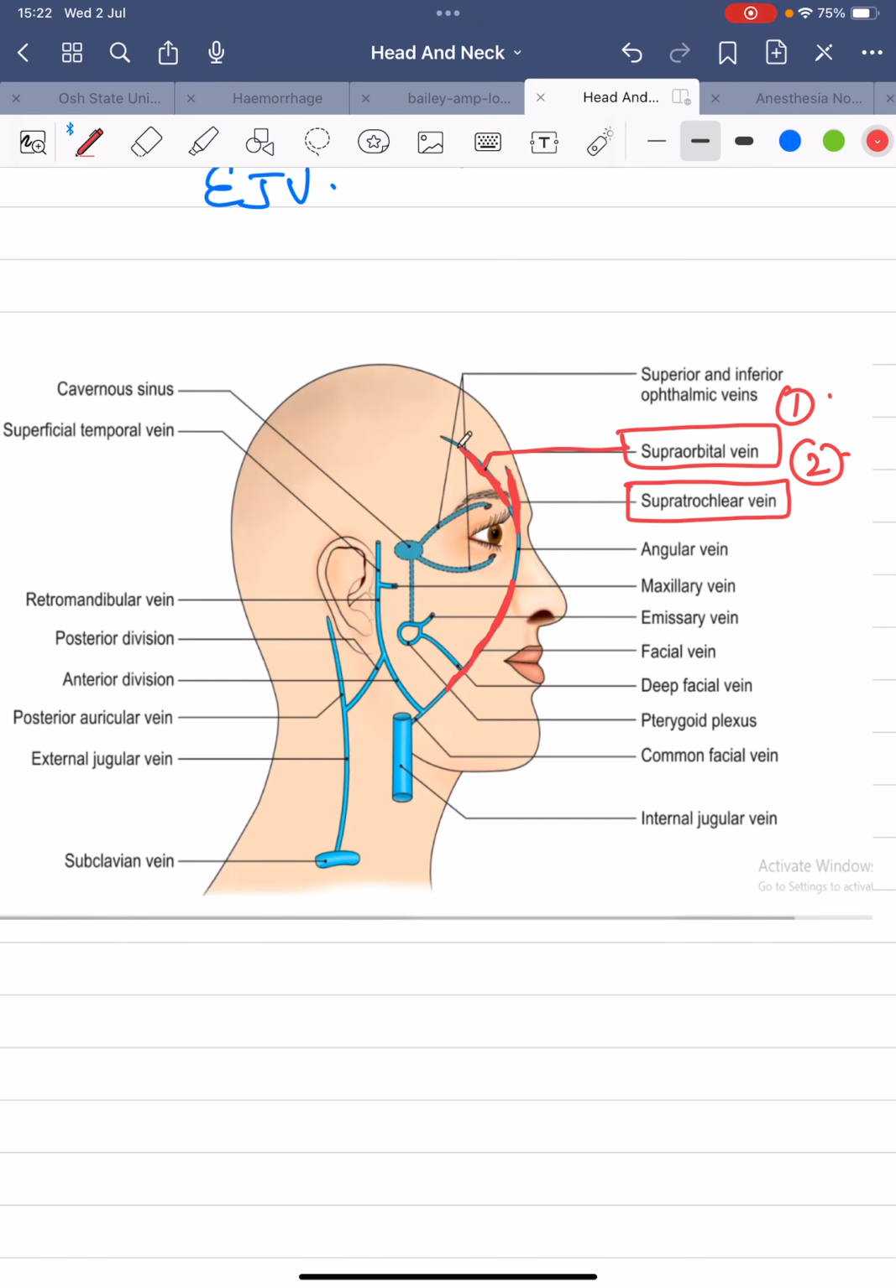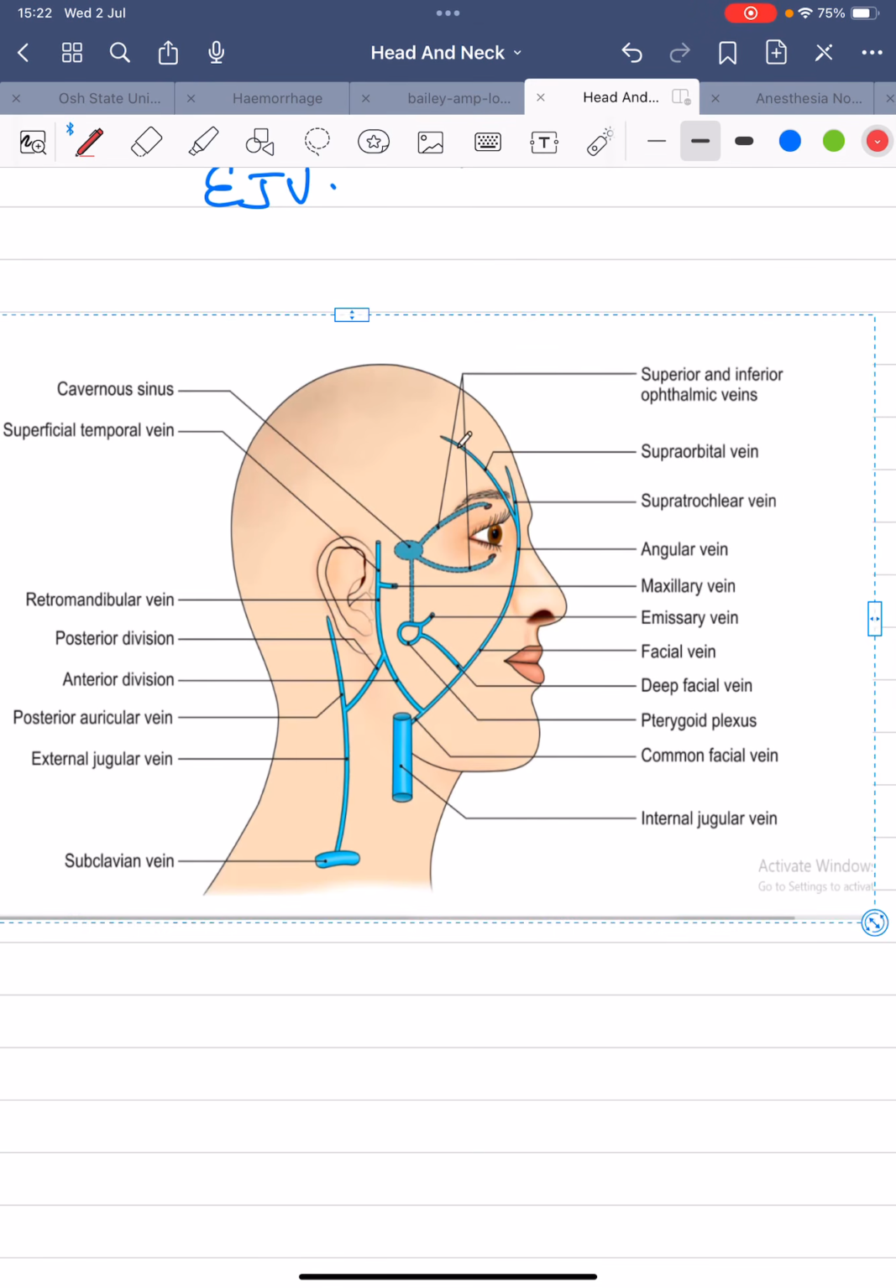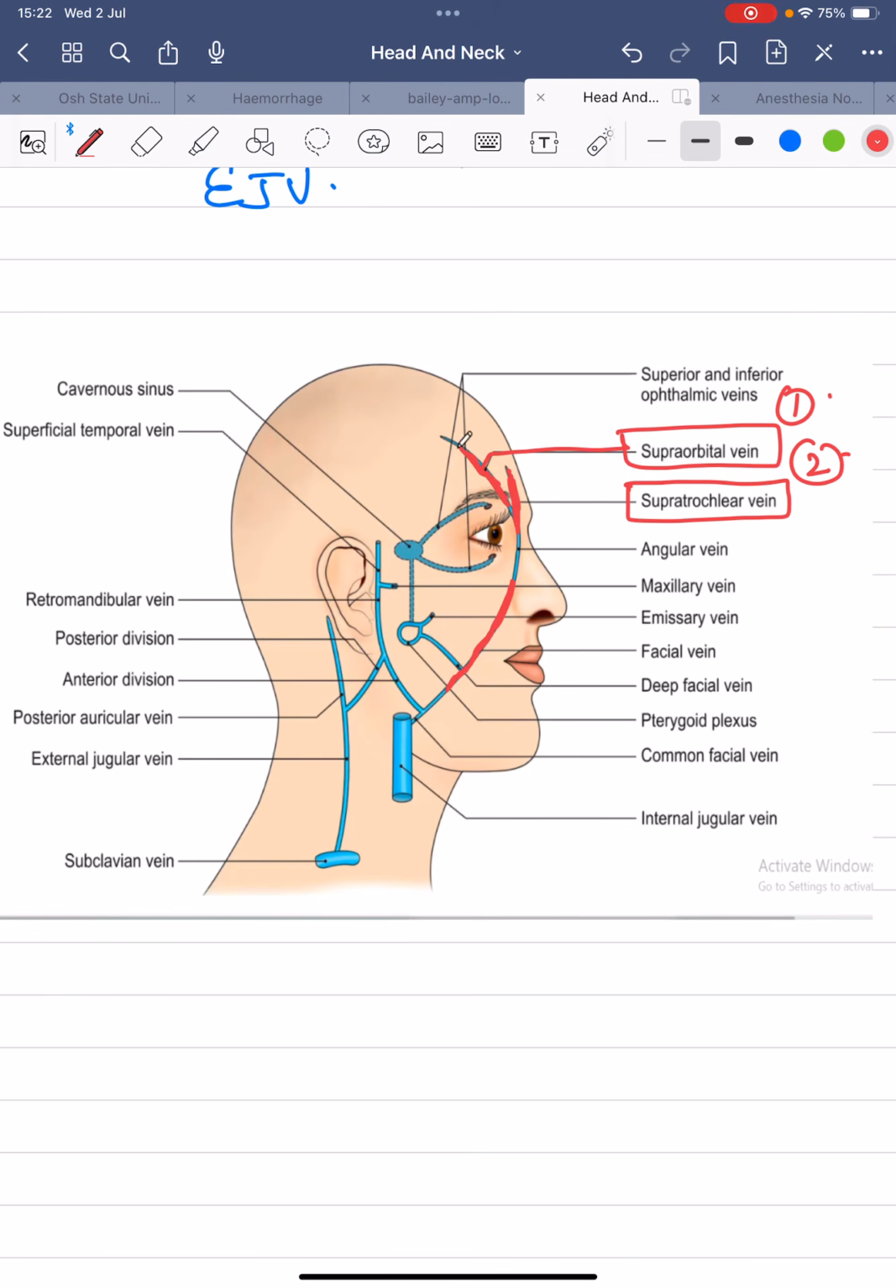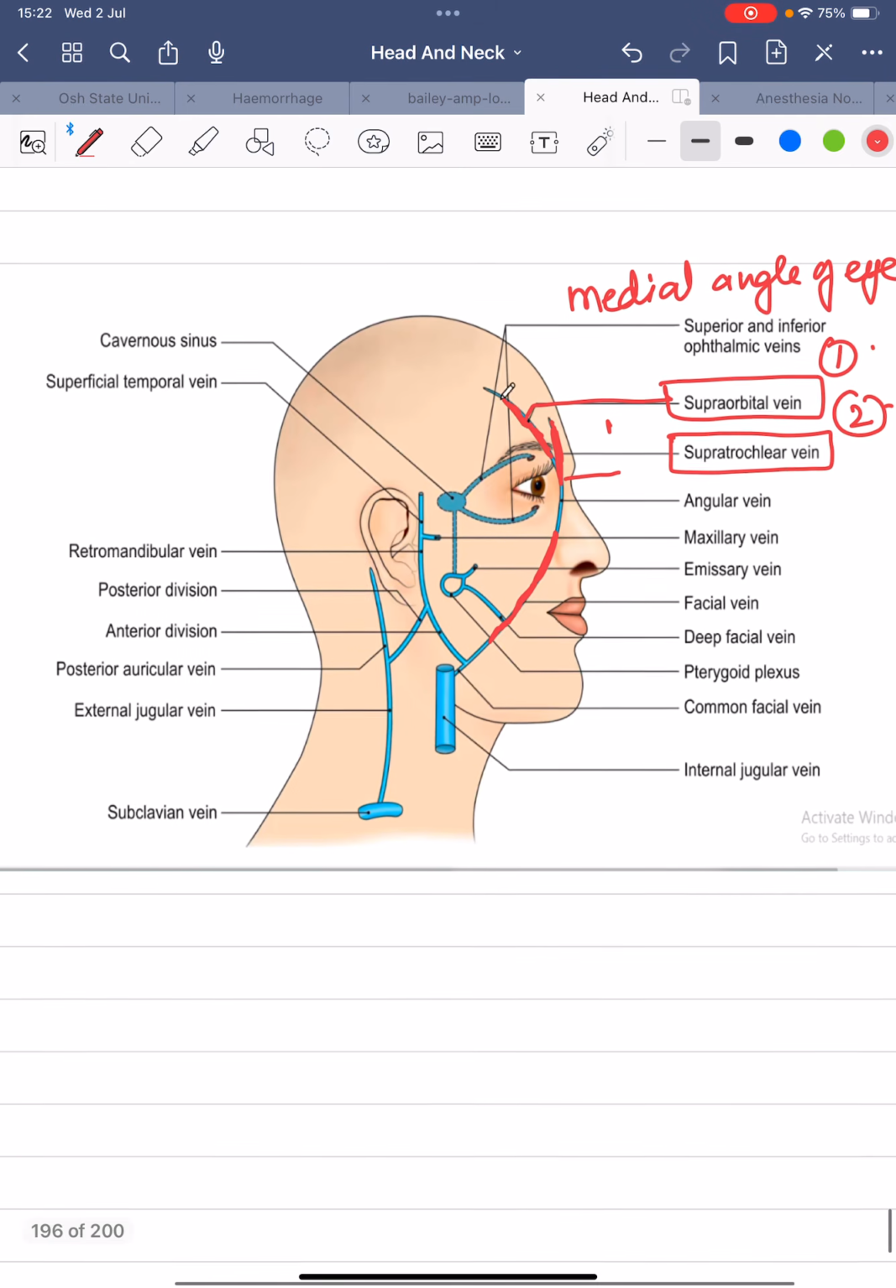supraorbital and supratrochlear vein. They are going to be at the medial angle of the eye. At the medial angle of the eye, these two veins join together and first of all form the angular vein, and then this angular vein continues as the facial vein. Now, a very important thing: this facial vein has a connection with the cavernous sinus, which is the deep venous sinus of the brain. So the cavernous sinus connection with the facial vein is very important.